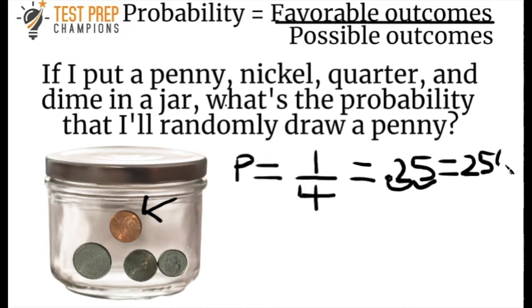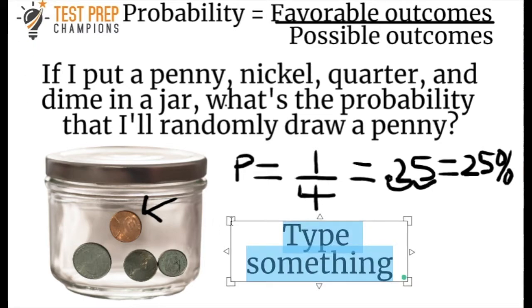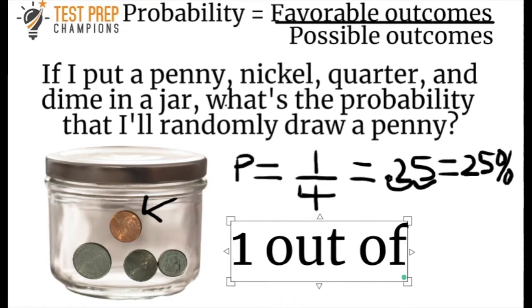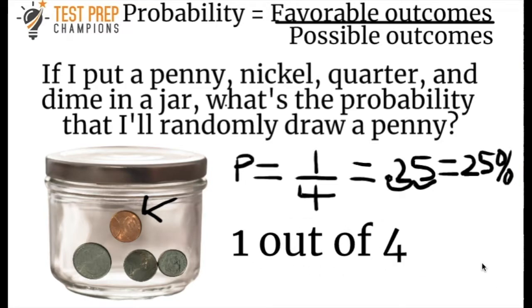And lastly, we could also write this as a ratio. That sounds a little more complicated than it is, but to write this as a ratio, we would just say 1 out of 4. So the probability here is 1 out of 4, and again, we can write that as a fraction, as a decimal, or as a percent.